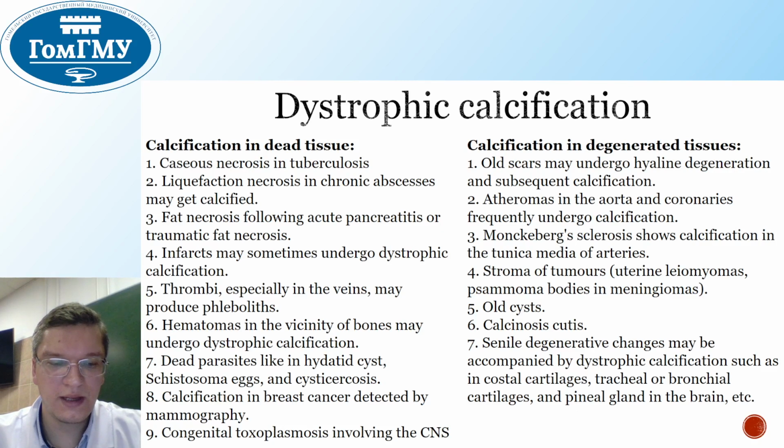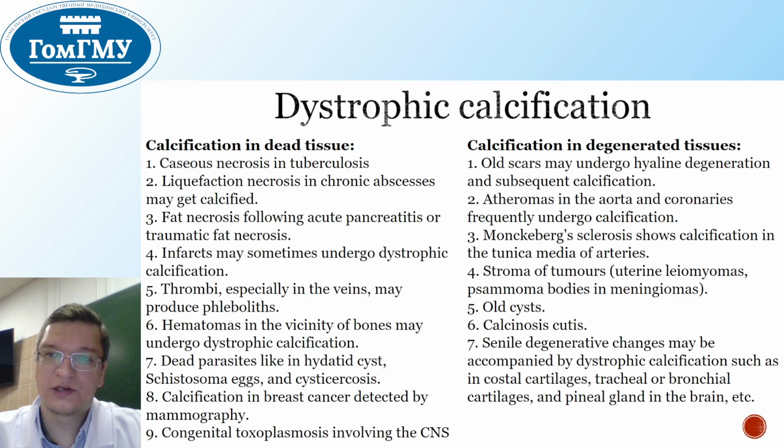Dystrophic calcification may occur in dead tissue or in degenerated tissue. When we talk about dead tissue, it's usually due to caseous necrosis in tuberculosis, liquefaction necrosis in chronic abscesses, fat necrosis, infarcts, and thrombi, usually in veins when they produce phleboliths. Hematomas in the vicinity of bones may undergo dystrophic calcification. Dead parasites like hydatid cyst, schistosoma eggs, and cysticercosis. Calcification in breast cancer, which can be detected by mammography, and congenital toxoplasmosis involving the CNS.